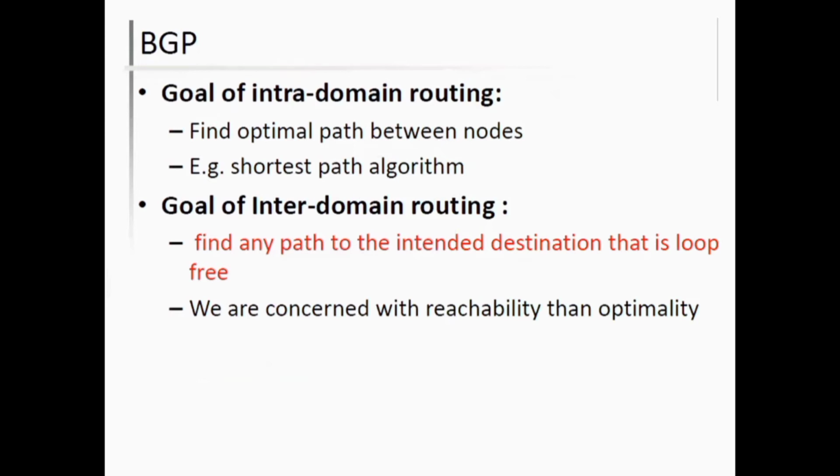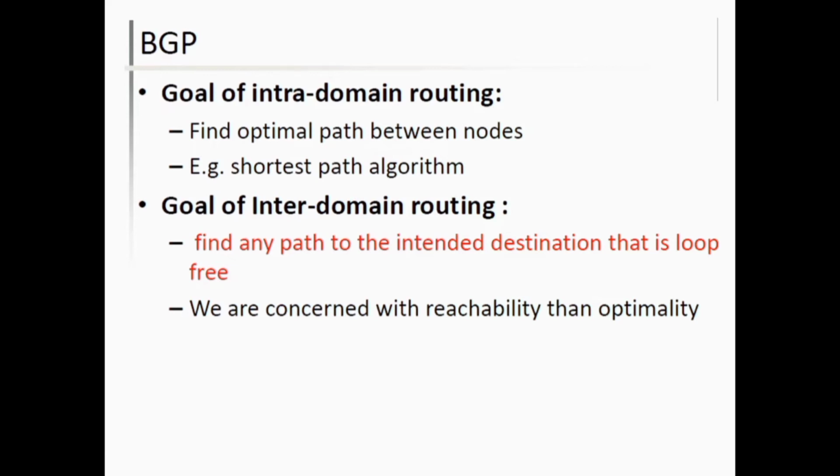I already told you there are two types of routing. One is intra-domain routing, another one is inter-domain routing. What is the goal of intra-domain routing? The main goal of intra-domain routing is to find the optimal path between nodes. The example is the shortest path algorithm.